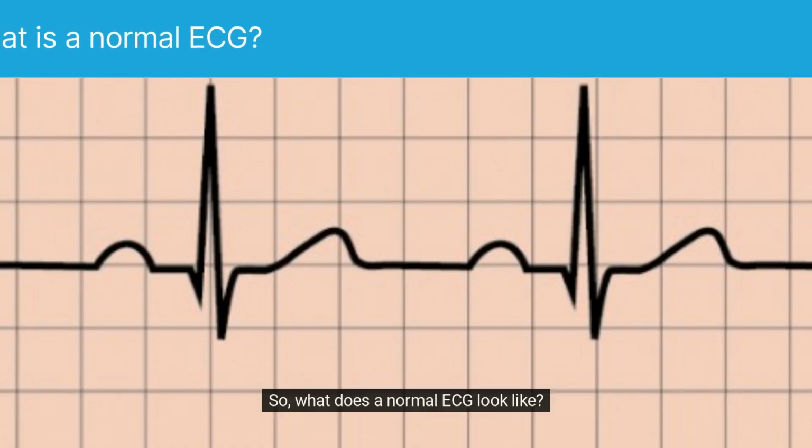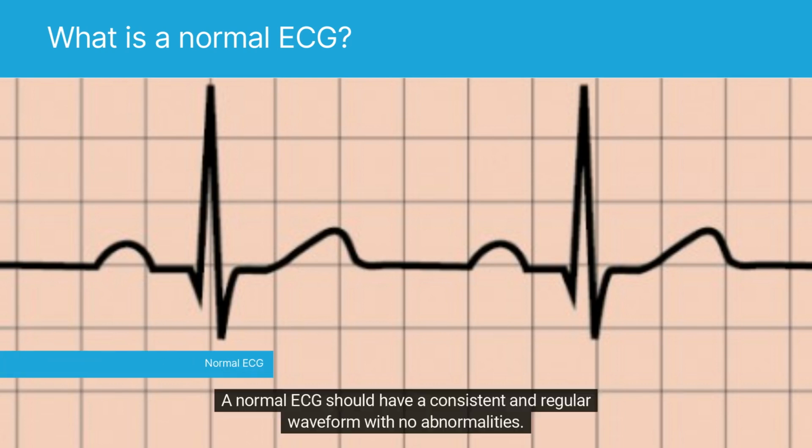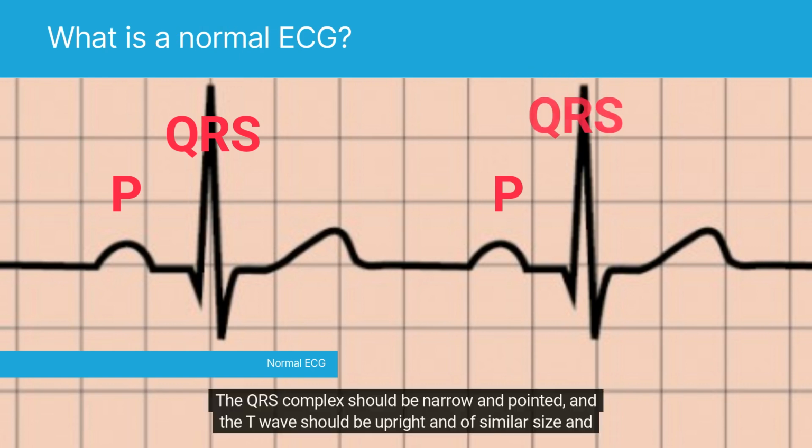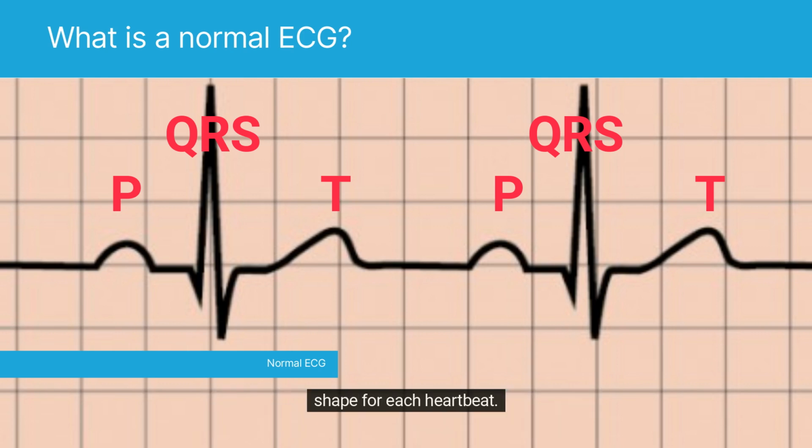So, what does a normal ECG look like? A normal ECG should have a consistent and regular waveform with no abnormalities. The P wave should be upright and of similar size and shape for each heartbeat. The QRS complex should be narrow and pointed, and the T wave should be upright and of similar size and shape for each heartbeat.